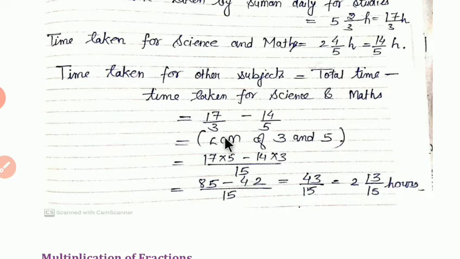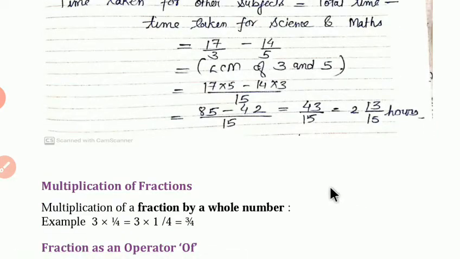Here we have to take the LCM first. After that only we have to subtract, because if denominators are not equal, then we cannot subtract the numerators. So 85 minus 42 upon 15, 43 upon 15, or 2 fifteens are 30, 30 plus 13, 43/15 hours. Using division you have to change it into a mixed fraction. So the time taken for other subjects is 2 13/15 hours.